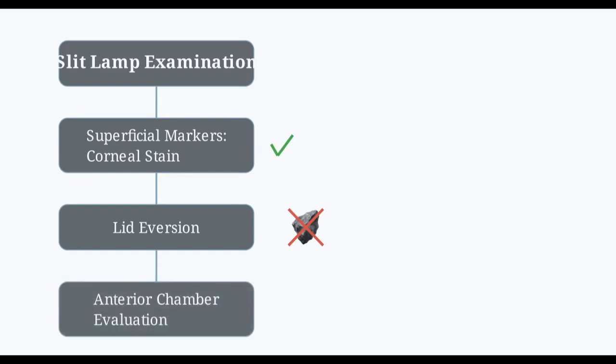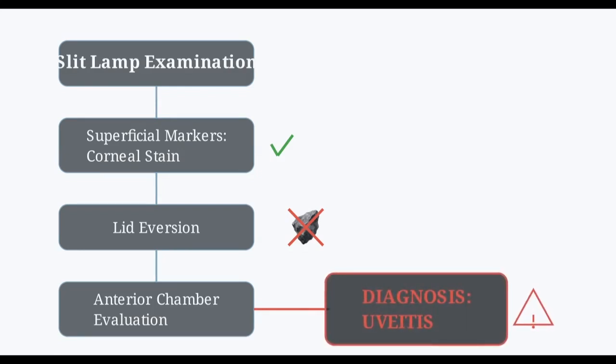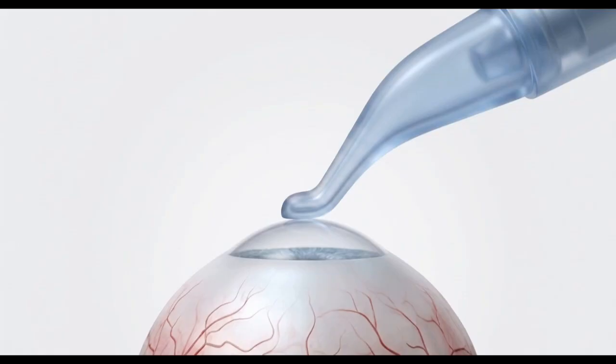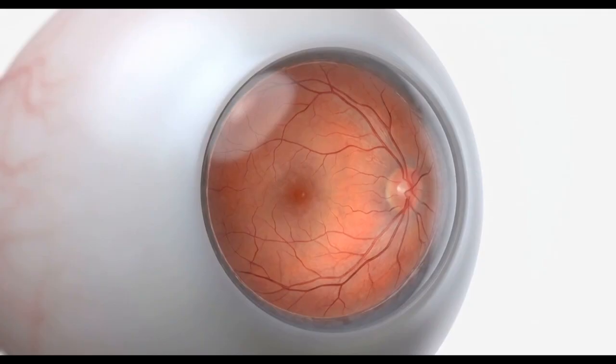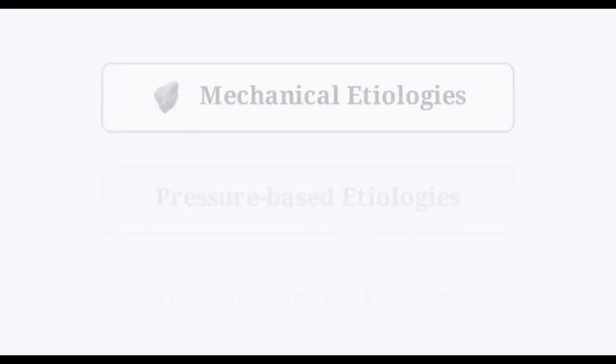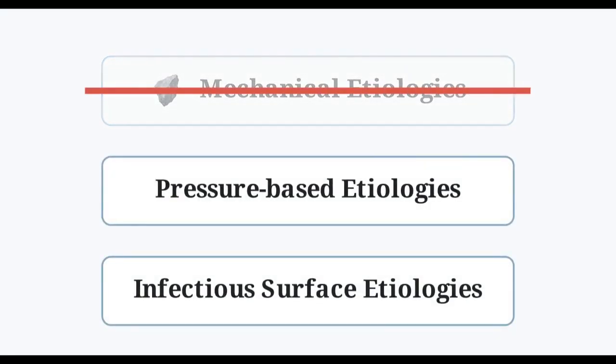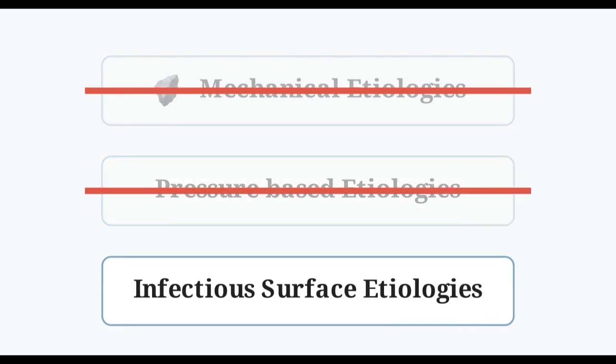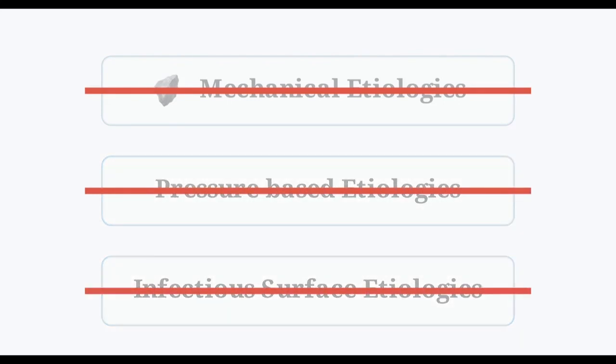You then evaluate the anterior chamber. If you observe inflammatory cells or flare here, the diagnosis shifts away from surface tissue and directly to uveitis. You must also check intraocular pressure to definitively rule out acute angle closure glaucoma. And finally, pupillary dilation is required to inspect the posterior segment for retinal involvement or secondary complications. Executing these steps systematically eliminates the observable mechanical, pressure-based, and infectious surface etiologies.